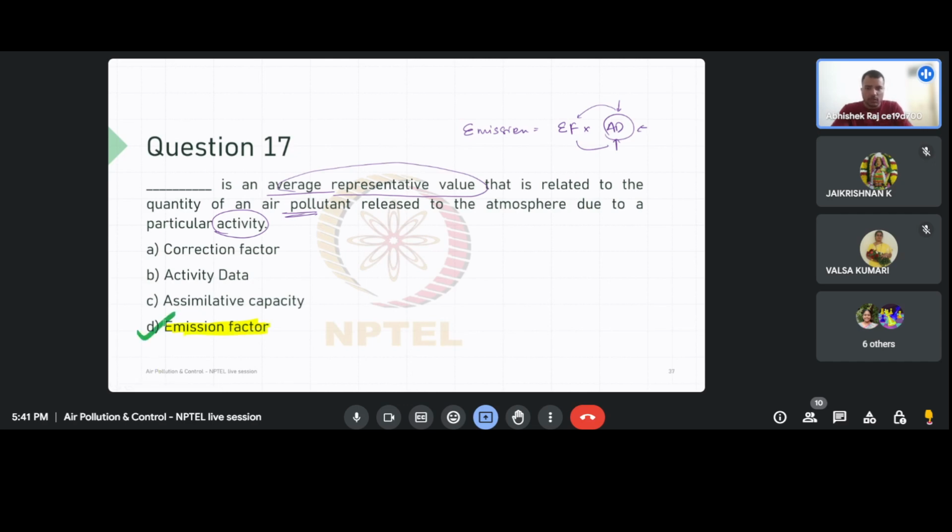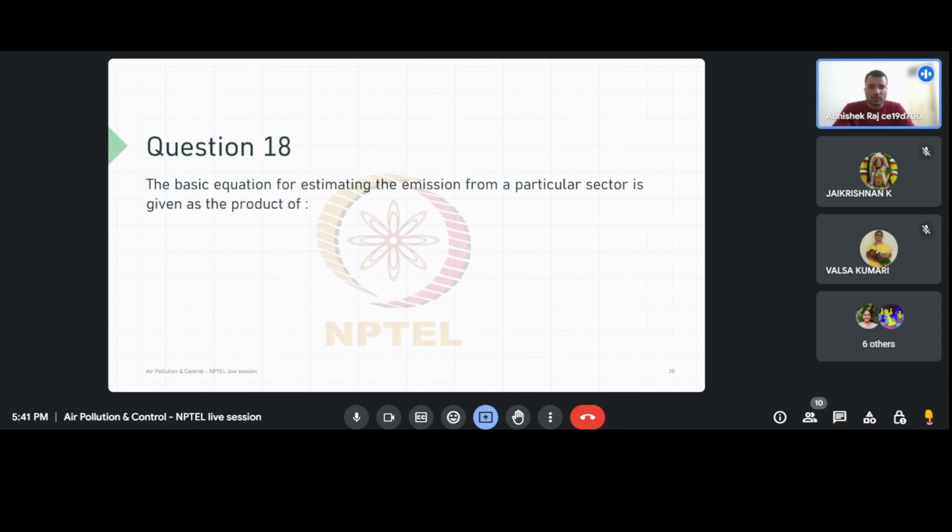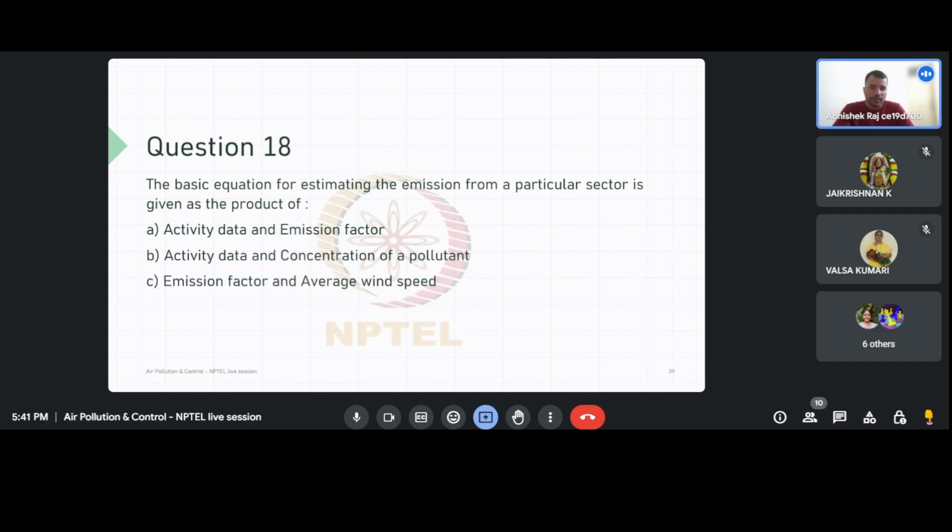Moving to the next one. The correct answer for question 17 is emission factor, the average value. Emission will be equal to emission factor times activity data. Coming to question 18: the basic equation for estimating the emission from a particular sector is given as the product of activity data and emission factor, activity data and concentration of a pollutant, emission factor and average wind speed, or emission factor and concentration of a pollutant.